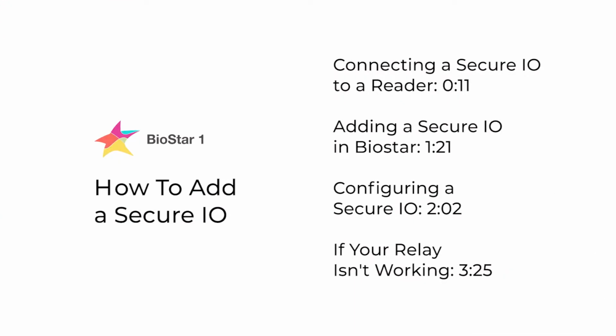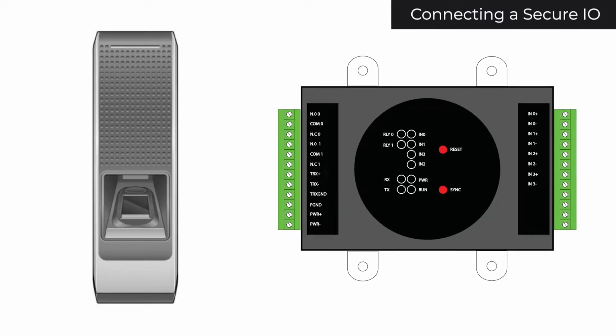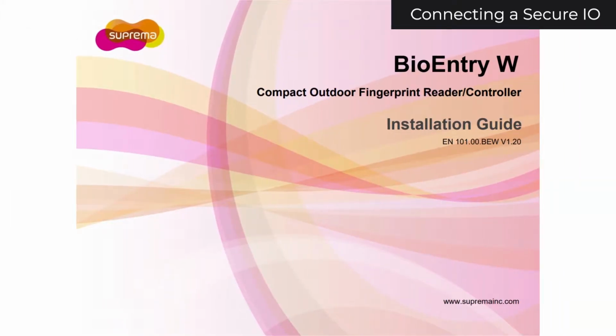We'll be going over how to connect a secure I.O. to a reader, as well as add and configure it in BioStar 1. You'll first want to connect your secure I.O. to your reader. To determine which wires from your reader to use, please refer to the reader's installation guide. Links to installation guides can be found in the description.